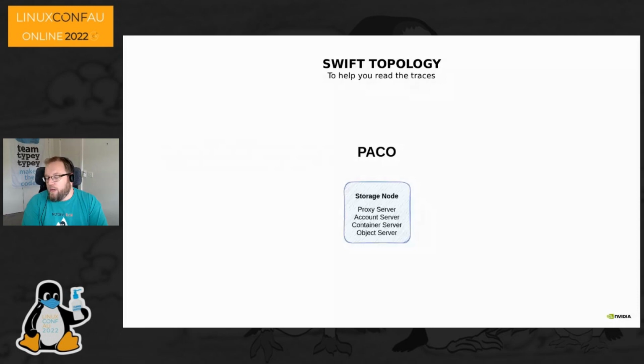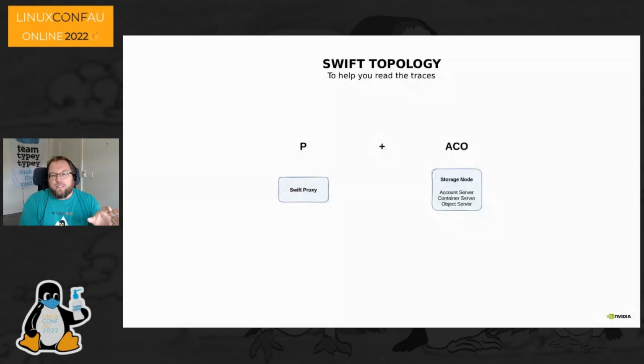So let's have a brief look at the Swift topology. We need to know this because when you start looking at traces and we're jumping around through the cluster, you want to know what you're looking at. So we'll talk about the very basic all-in-one installs. These are what you tend to see on really small deployments, where every node has all the Swift services: the Swift proxy server, account server, container server, and object server.